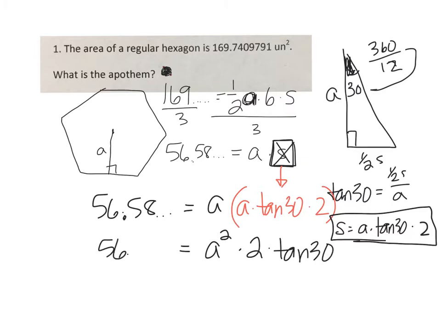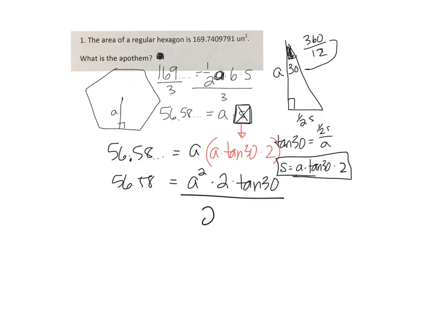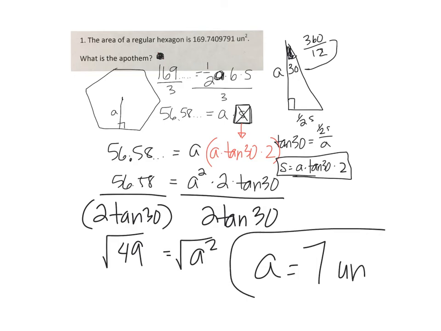equals 56. And now we divide both sides by 2 tans of 30. And when you put this in your calculator, make sure you use parentheses over here, or your calculator might get confused. So divided by parentheses 2 tans of 30, making sure you're in degree mode also. And that's 49. So the square root of 49 gives me an apothem length of 7 units.